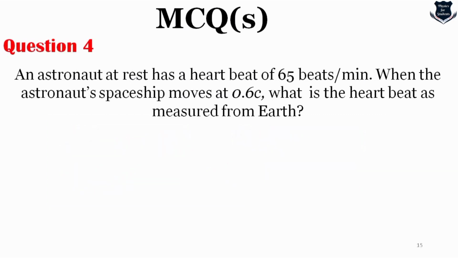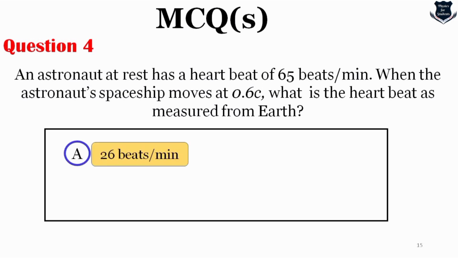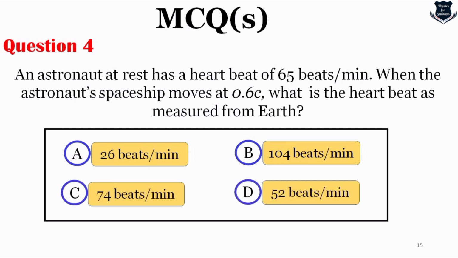Okay, here is a very interesting question. An astronaut at rest has a heartbeat of 65 beats per minute. Remember that the usual average heartbeat of a human being is 60 to 100. When the astronaut's spaceship is moving at 0.6 C, what is the heartbeat as measured from the Earth? So the heartbeat is given, the movement of the spaceship is given, and we need to find out the heartbeat. Given are these three options, and we need to find which one.